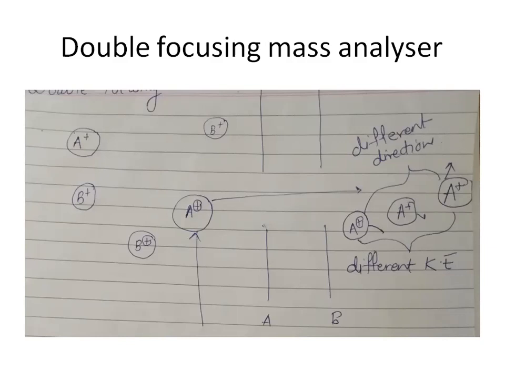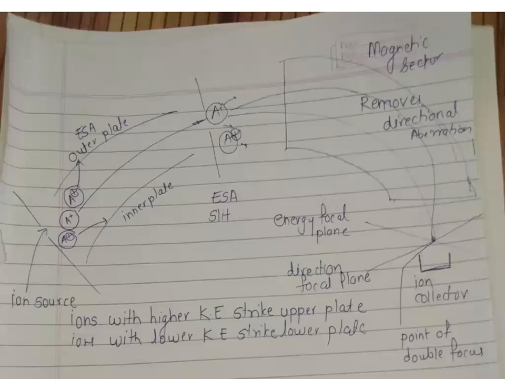So in double focusing mass analyzers, we are using a combination of an electrostatic analyzer and a magnetic sector. This is the arrangement of double focusing mass spectrometers. The first part is an electrostatic analyzer followed by a magnetic sector. You can also have the magnetic sector first followed by the electrostatic analyzer. In this arrangement, we can see that the ions are leaving the ion source, and there is a kinetic energy spread. The ions have different kinetic energies. Now, the ions which have higher kinetic energy will strike the upper plate, while the ions which have less than the average energy will strike the lower plate.